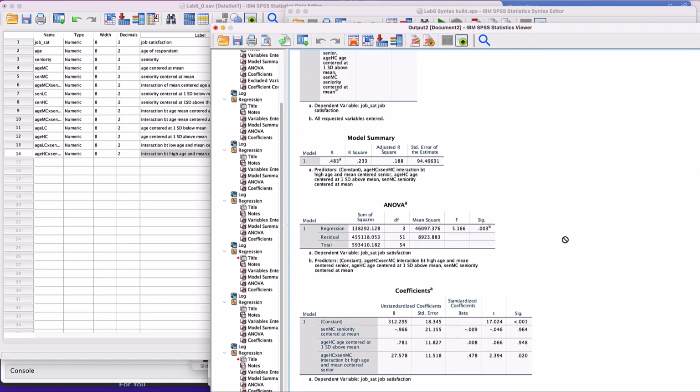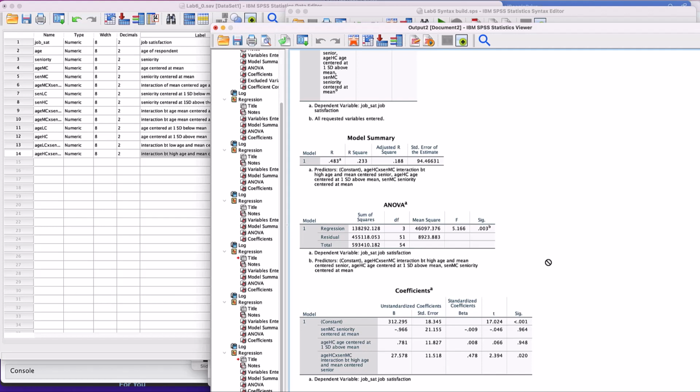And then one more to consider for probing the interaction. Under the condition of high age, what is the relationship between seniority and job sat? Well, it's still negative, but now it's no longer significant. So at high age, seniority is no longer a significant predictor of job satisfaction. Okay. So that's one way to probe that interaction.